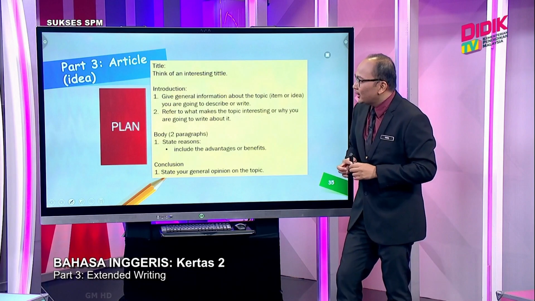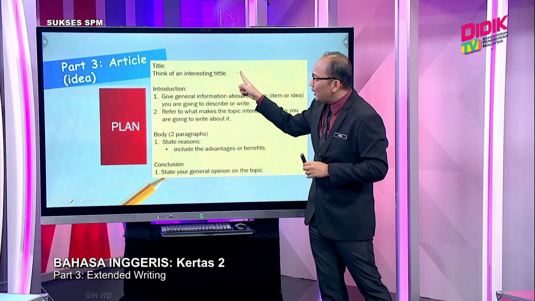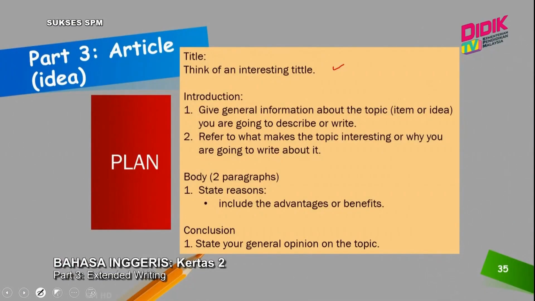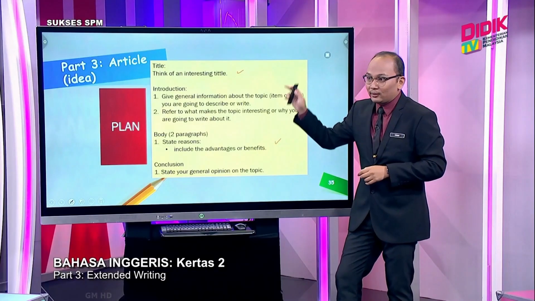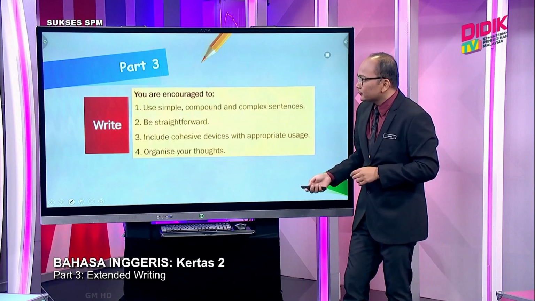Okay, for article, the idea. Why idea? It can be about exercise, it can be about eating healthily. Give general information about the topic, refer to what makes the topic interesting or why you are going to write about it. And then state reasons, include the advantage or benefit of the idea that you are writing. For example, just now, health. Conclusion, state your general opinion on the topic. So bear in mind, still got introduction, still got body, still got conclusion.